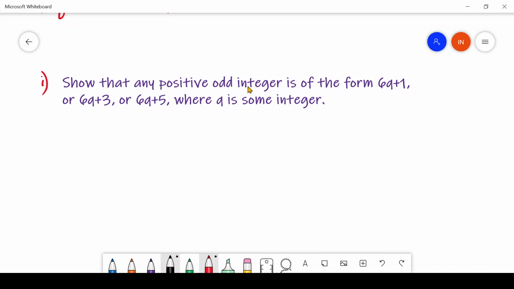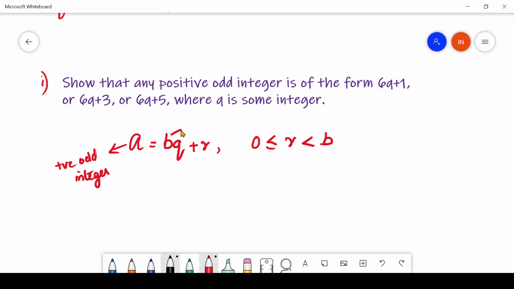Show that any positive odd integer is of the form 6q plus 1, 6q plus 3 or 6q plus 5, where q is some integer. So here what we have to take? We have to take Euclid's division lemma, a is equal to bq plus r, where 0 is less than or equal to r, less than b. So we take a as any positive odd integer, right? Positive odd integer.